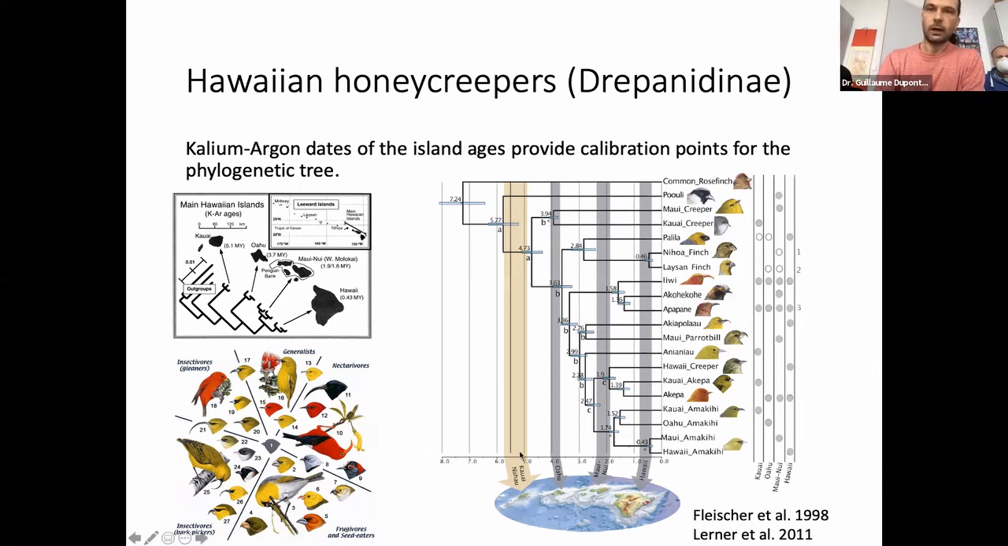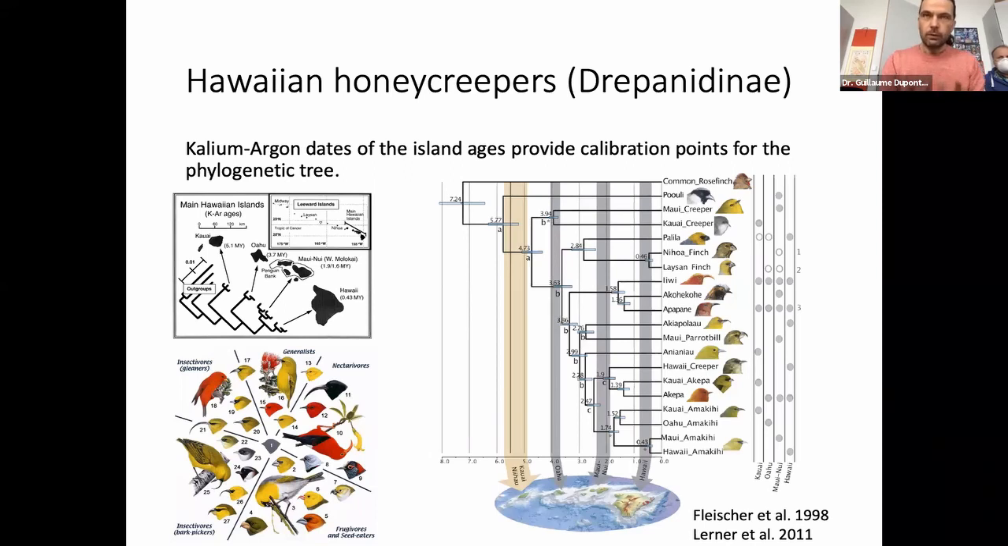But these islands have different ages. So some islands are over 5 million years old, others 4, some are around 2 million years, and Hawaii, the main island, is just 400,000 years old. With that, we can calibrate our phylogenetic tree. So the endemic or indigenous honey creepers of Hawaii should not be older than the age of the islands.